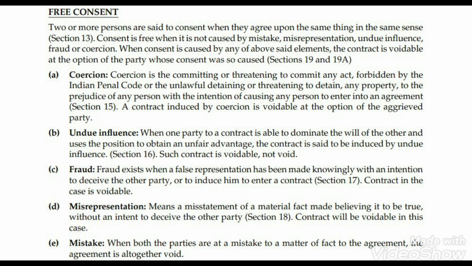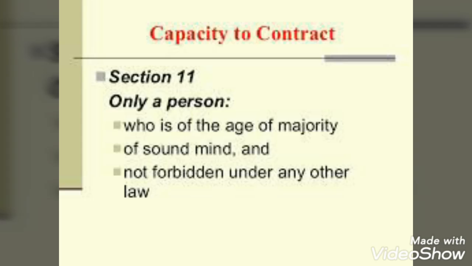Mistake: where both the parties are under a mistake as to a matter of fact essential to the agreement, the agreement is altogether void. Next is competency and capacity to contract, as per Section 11.